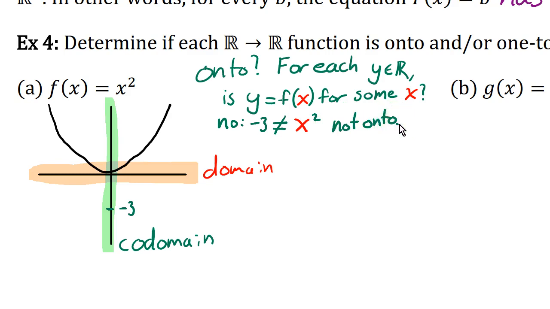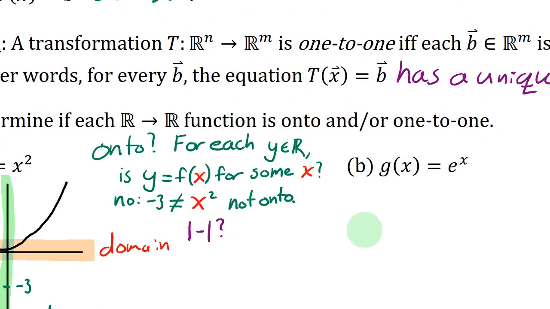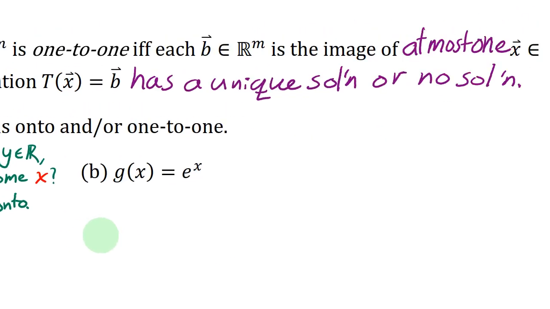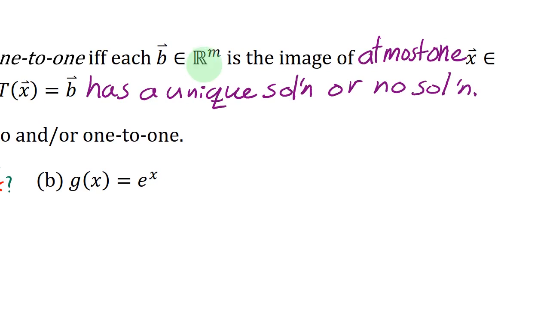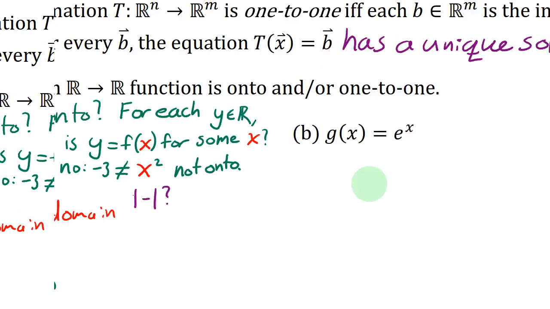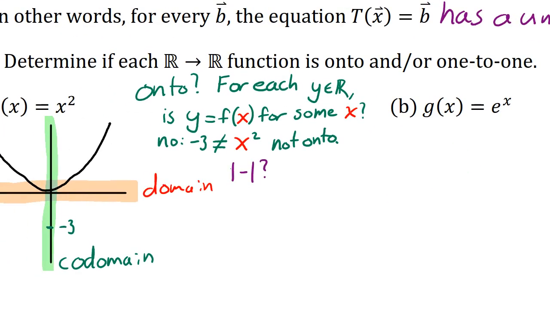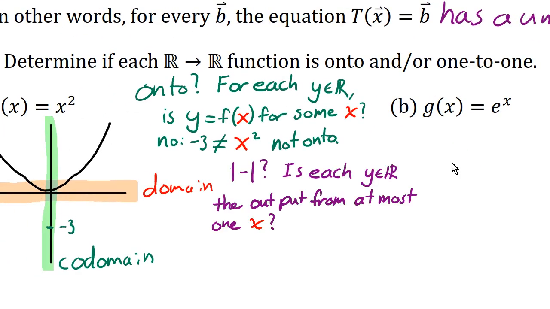If we want to ask, is it one-to-one? By the way, I abbreviate one-to-one like this a lot of the time, because I have to write it a lot. So if it's one-to-one, that means each b in Rm, or in this case, each y in R, is the output from at most one x. And the answer to that is also no.